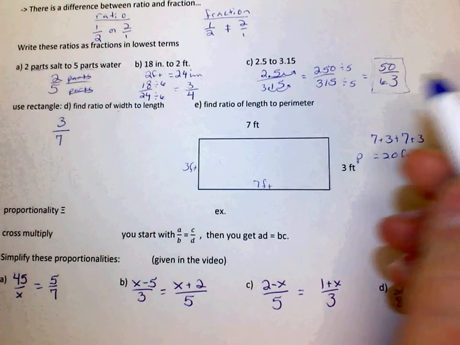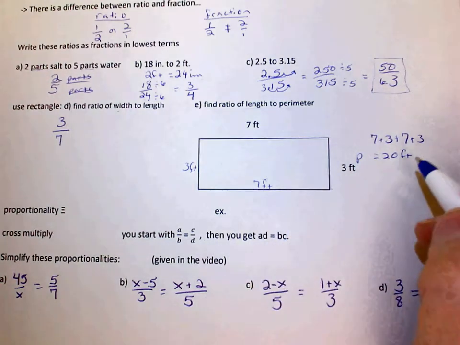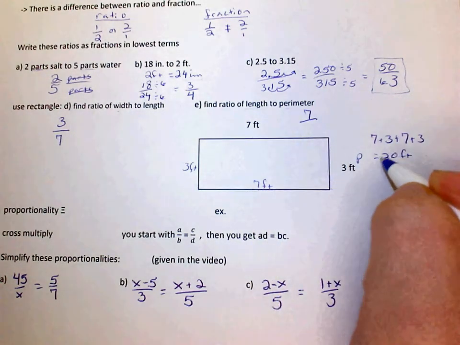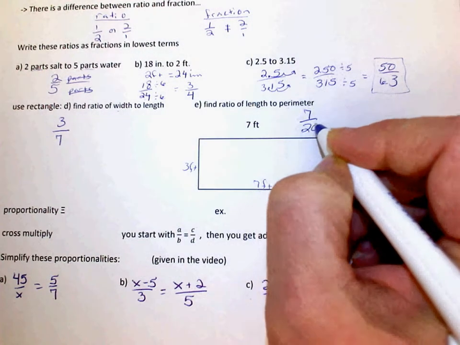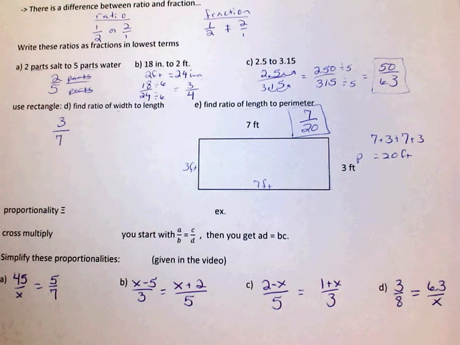Now, ratio of length to the perimeter, your length is 7. So 7 over, and your perimeter being 20. And that does not reduce because 7 doesn't go into 20, and 7 happens to be a prime number.